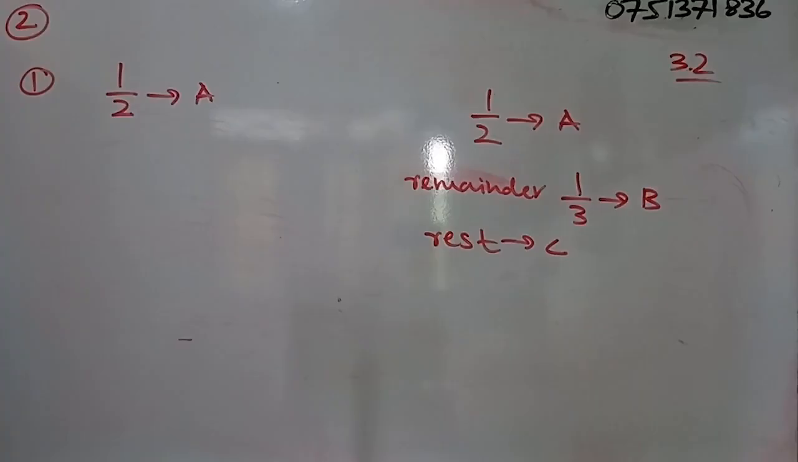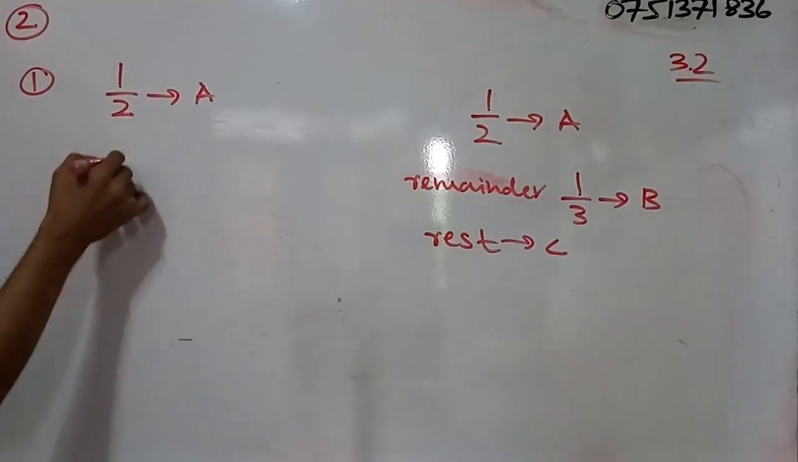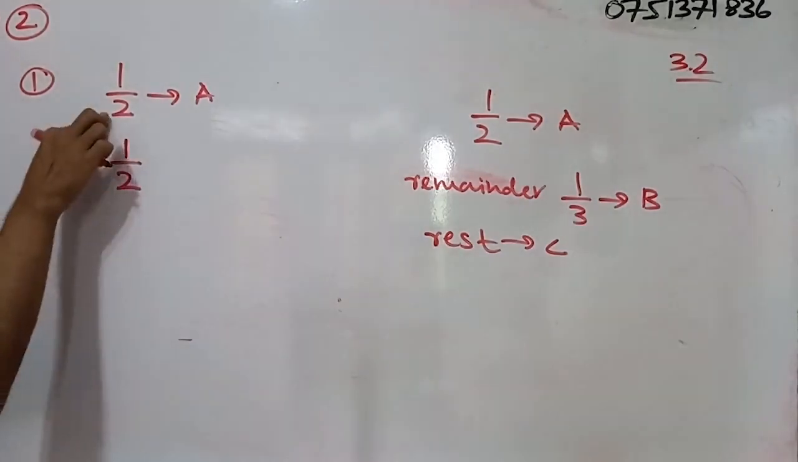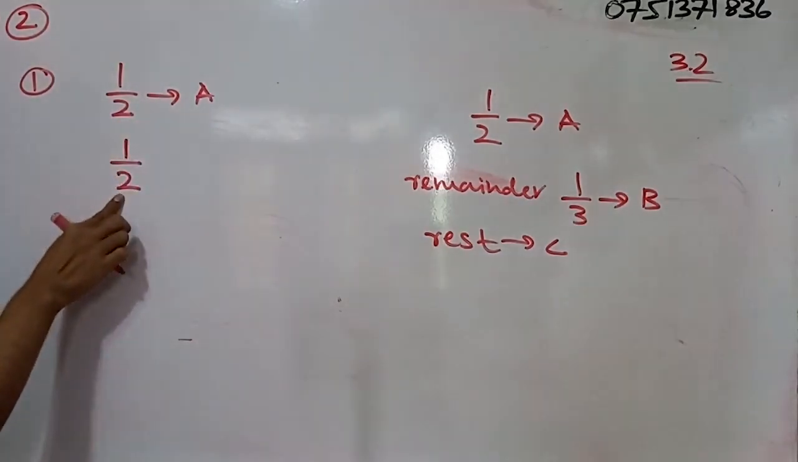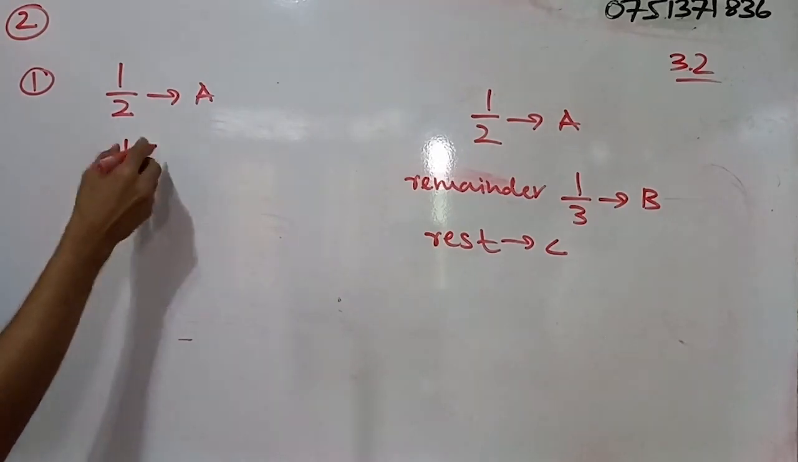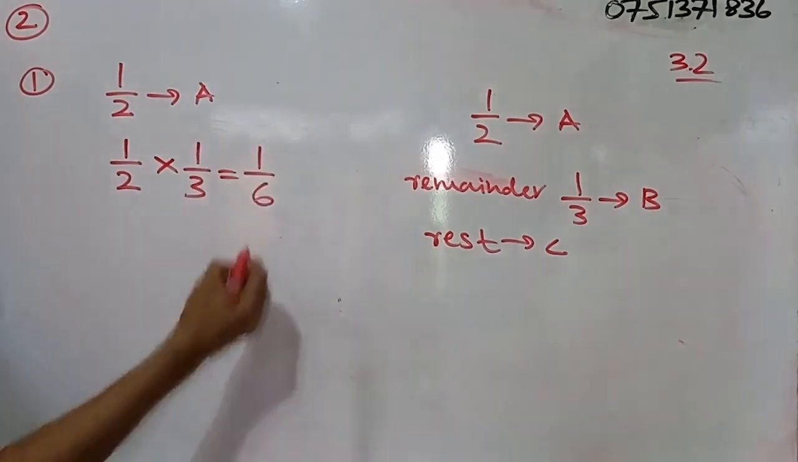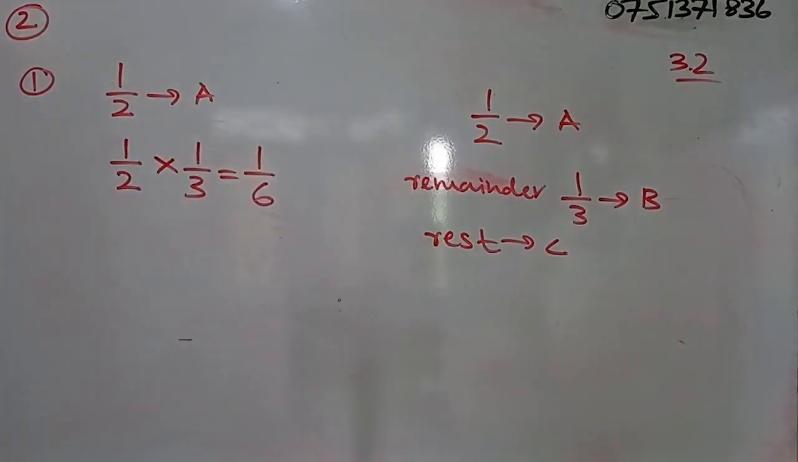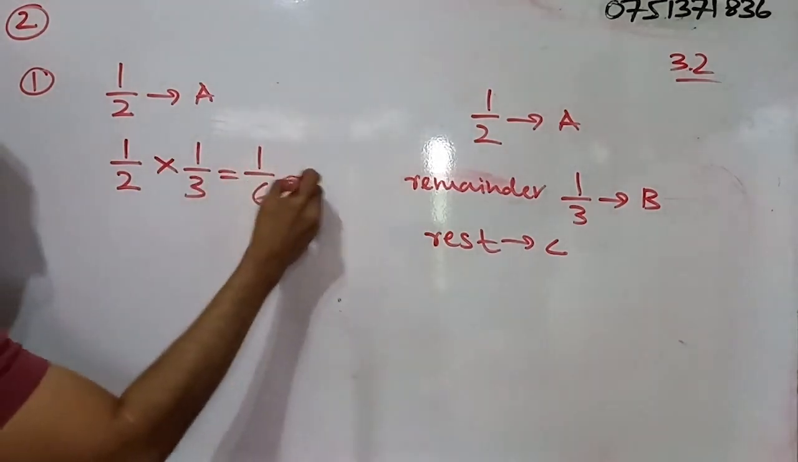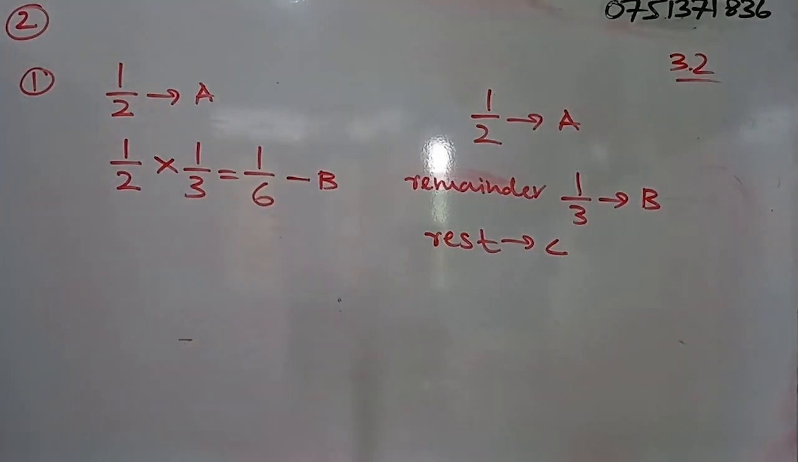So what is the amount that B received? From the remaining amount, when half was given to A, the remaining amount is what? Again half, no? From that amount, 1/3. So this is what? 1/6. Right? So B received 1/6.